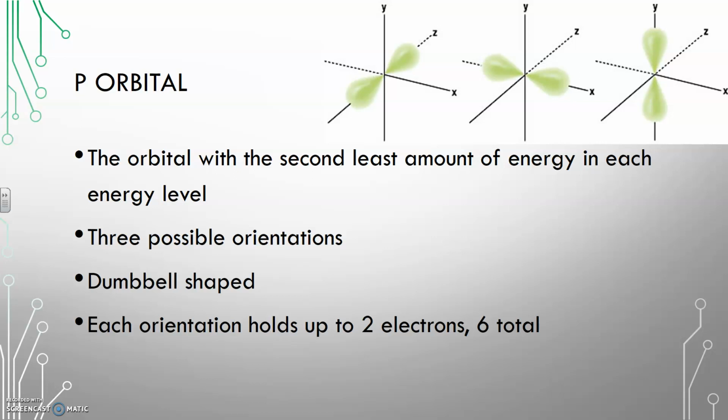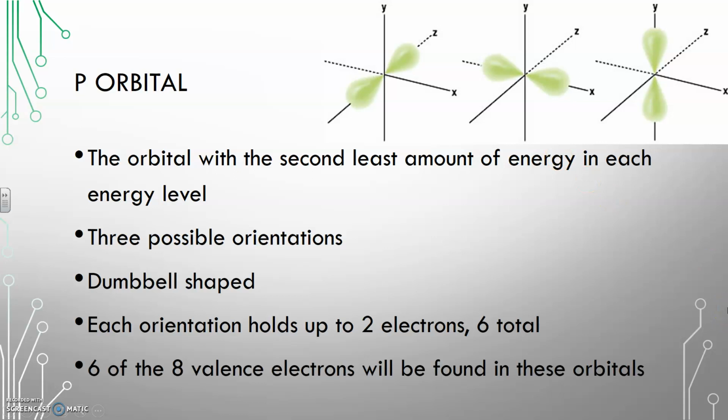Each orientation holds up to 2 electrons, so probability-wise, you'll have 1 electron in this lobe of the dumbbell and 1 in this lobe of the dumbbell. So you can hold up to 6 electrons in the p orbital. So 6 of the 8 valence electrons can be found in these orbitals.